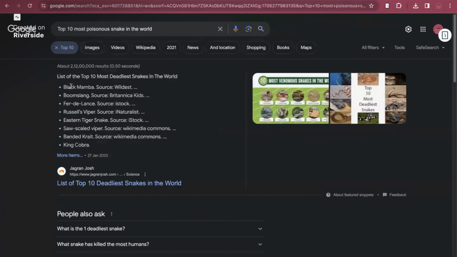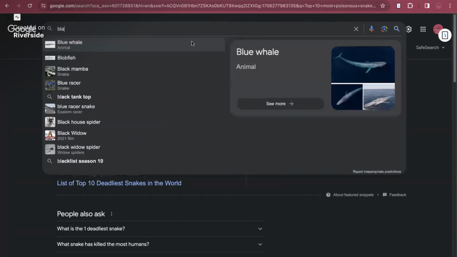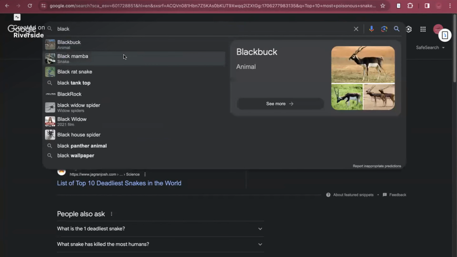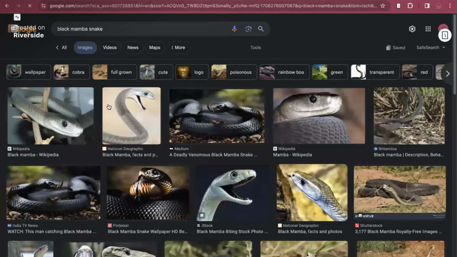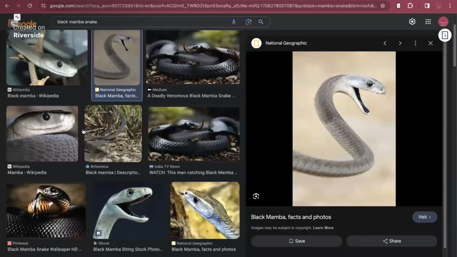Okay, top 10. Black mamba. Okay, black mamba. How does it look? Let us see black mamba. Oh yeah, he looks very happy though. You see? Very happy chap.